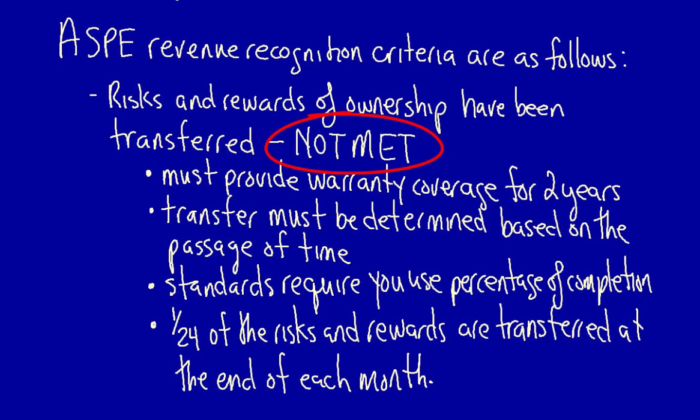Notice that this indicates immediately that the client has not met the required standards. I then use the case facts to explain this position. Must provide warranty coverage for 2 years. That's a case fact. Transfer must be determined based on the passage of time. That's part of the standards. Standards require you use percentage of completion. 1/24 of the risks and rewards are transferred at the end of each month.